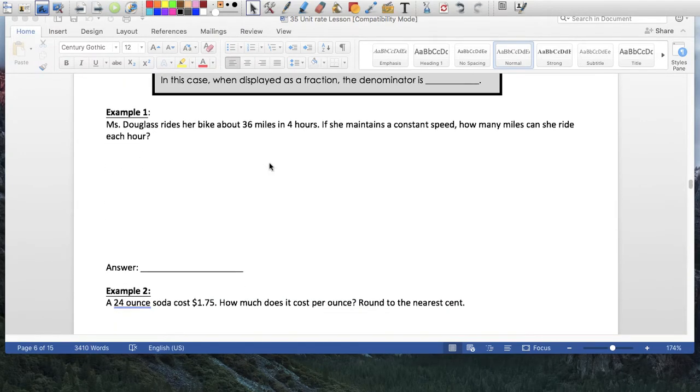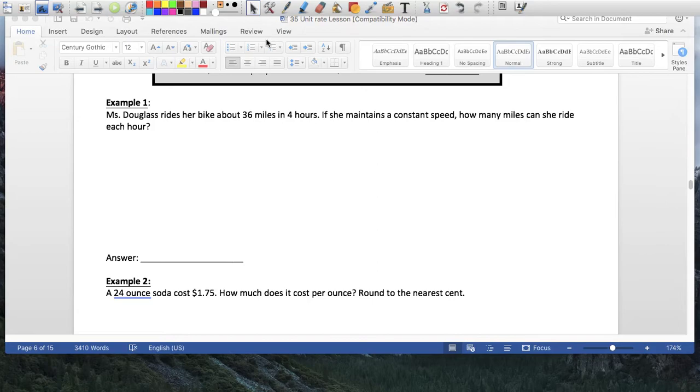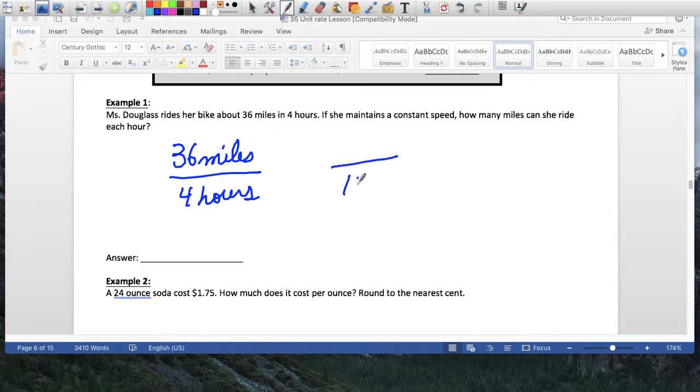All right, so let's start with the first example. Mrs. Douglas rides her bike for 36 miles in 4 hours. So we're going to write that as a rate. 36 miles in 4 hours. So how many miles can she ride in 1 hour? So we're going to write 1 hour over here.